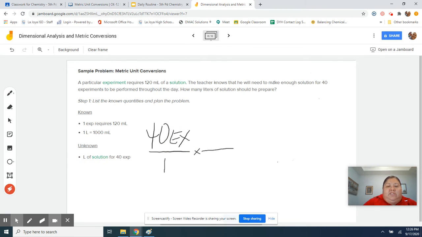So in order to get rid of experiments, I'm going to ask you guys, my students right now, 5th period, do I put experiments on top or do I put experiments on bottom in order to get rid of it? Bottom. On the bottom. Excellent. Thank you. Okay, so I'm going to put one experiment on bottom, and I'm going to put 120 milliliters on top. That way, this experiment cancels with that experiment, okay? The one on top cancels with the one on bottom. Clear?